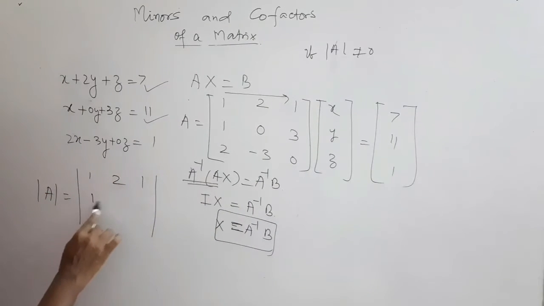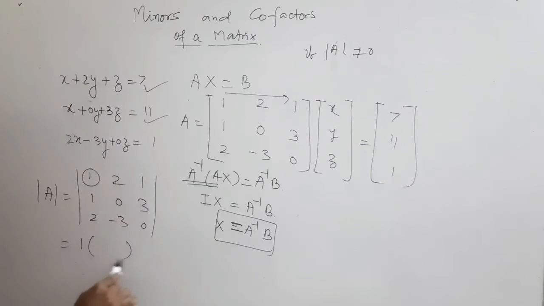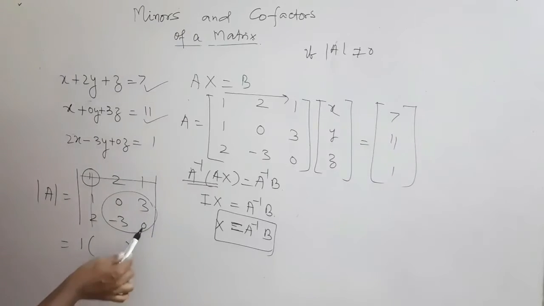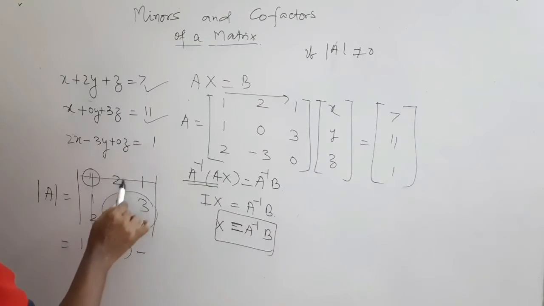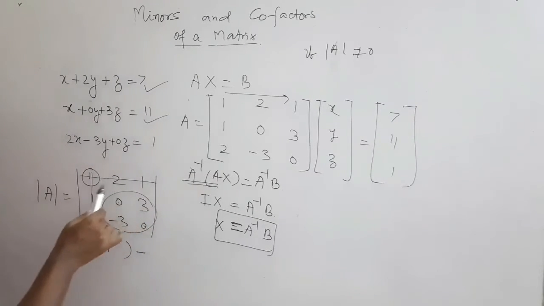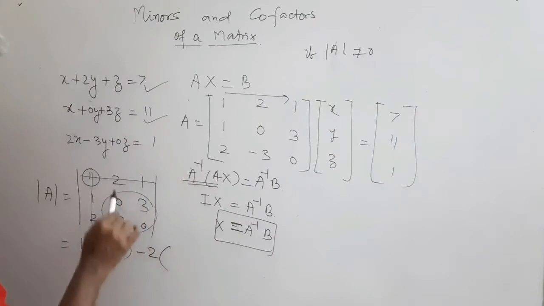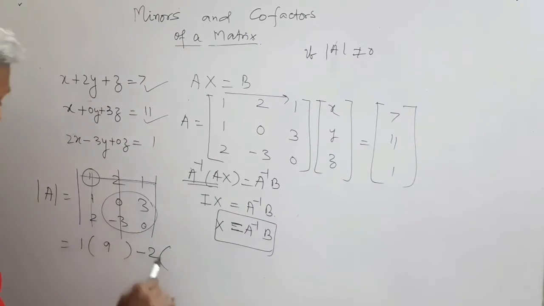So it is 1, 2, 1, 1, 0, 3, 2, minus 3, 0. Then I go for this 1, and you can cover this row and this column. So find the value of this: 0 into 0 minus, so 0 minus 9, that is plus 9. Then for the second element, this is negative because its position is 1, 2, and 1 plus 2 on the power of minus 1 is odd, so it's negative. So minus 2. Now this is gone, you are getting this: 0 into 1 is 0, and this is minus 6.